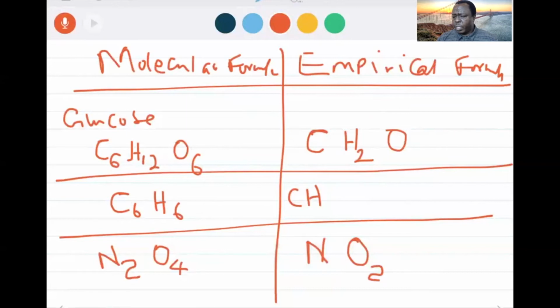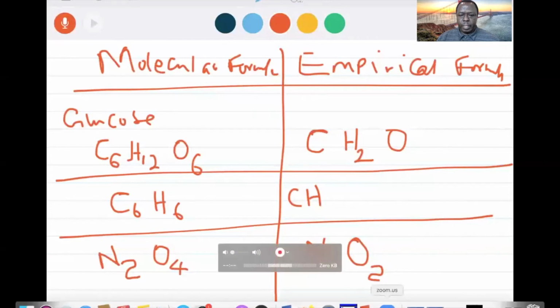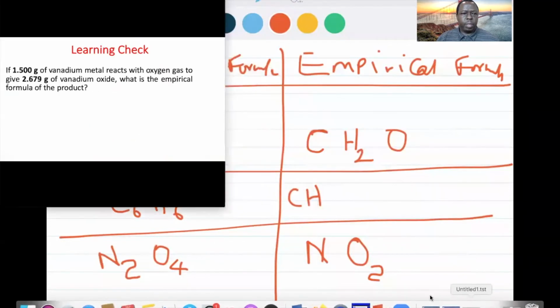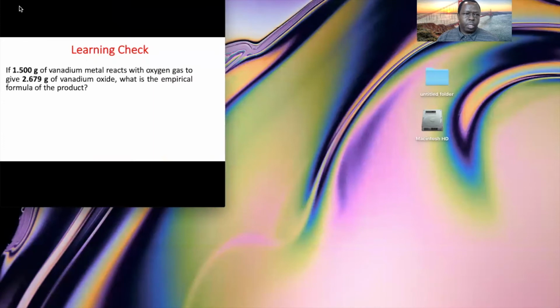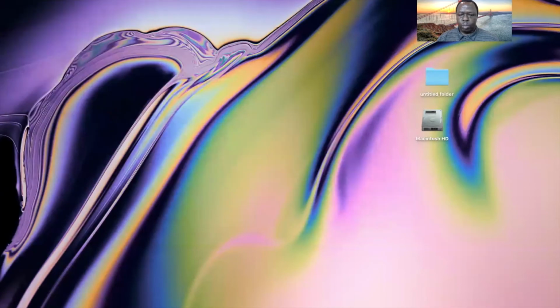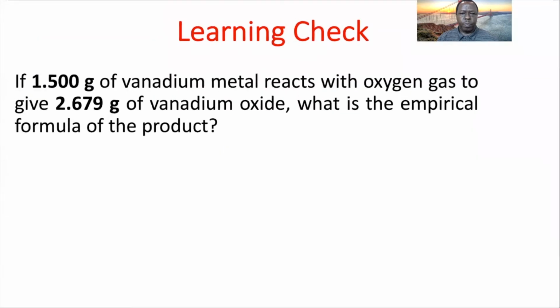The objective of this experiment is, given the masses of atoms in a compound, are you able to determine the empirical formula? I'll give you a learning example here. Let's look at an example on how to determine the empirical formula.